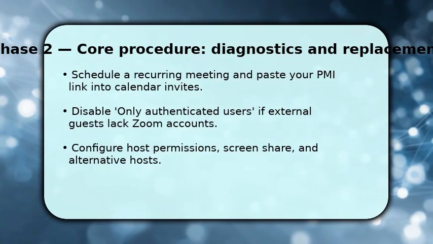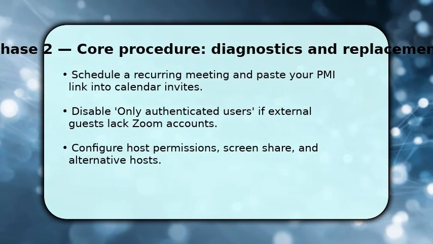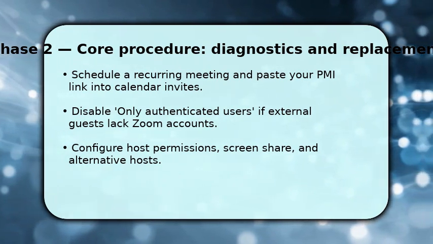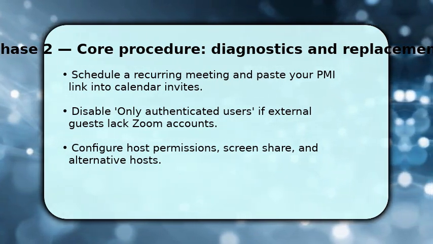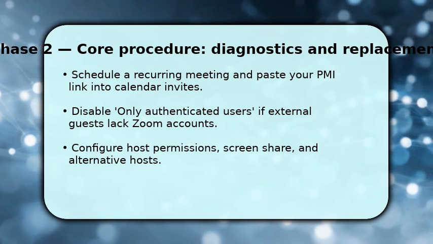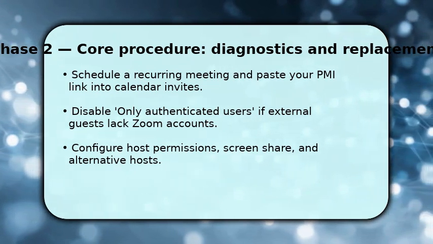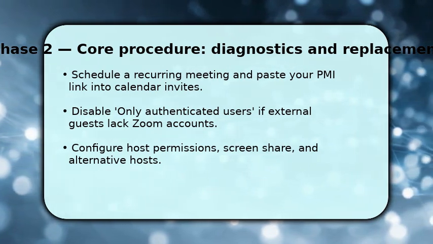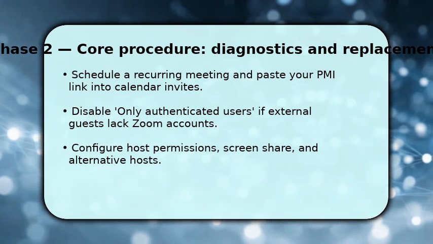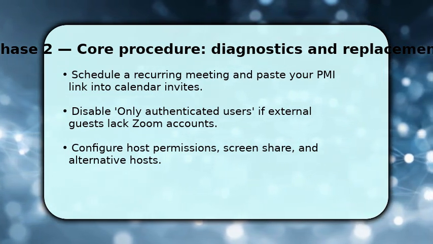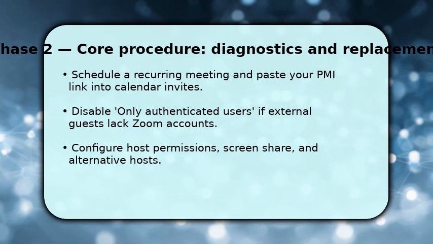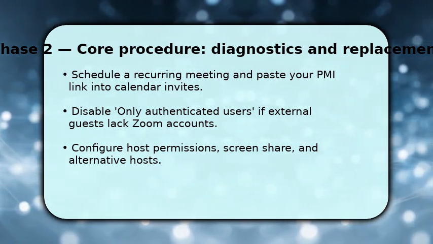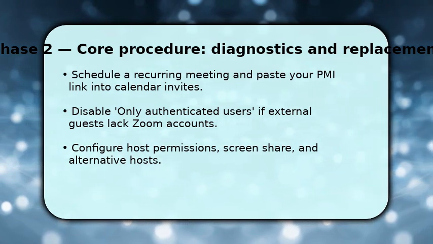Now schedule a recurring meeting that uses your PMI link so every event points to the same URL. In the meeting options, paste the PMI into the invite, set it to recur no fixed time if needed, and configure host permissions, screen share, mute on entry, and alternative hosts. If external guests cannot authenticate, temporarily allow participation without sign-in but keep a passcode and waiting room. Once configured, save and update calendar invites, so attendees always receive the identical working link.